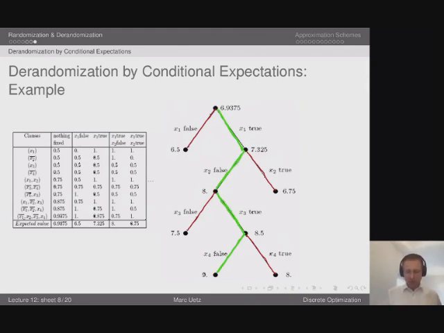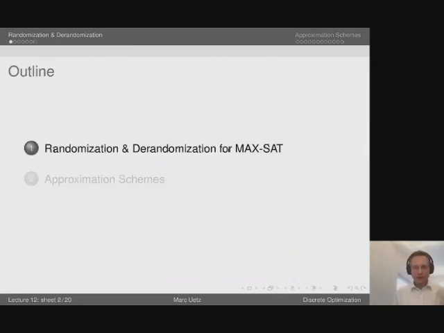And indeed, by construction of the whole argument, the fixed truth assignment that I have achieved here, which is x1 true, x2 false, x3 true, x4 false, fulfills 9 of the 10 clauses, and this 9 is at least as large as the original expected number of fulfilled clauses under the random assignment. And this method of de-randomization of a randomized algorithm by conditional expectations works for very many discrete optimization problems. Okay, so that already finishes the first half of this final lecture.